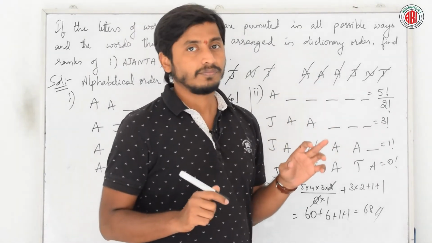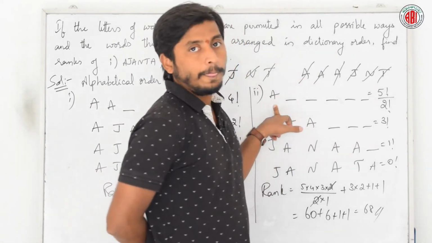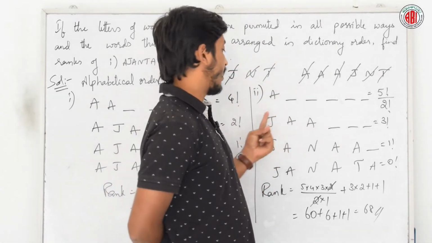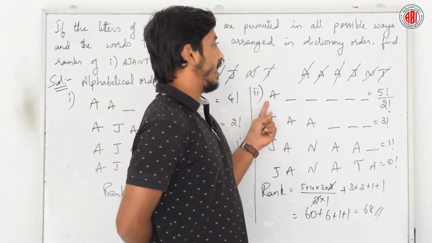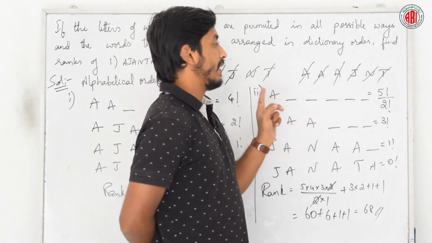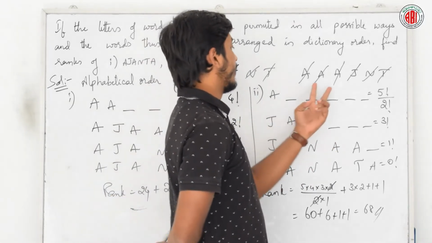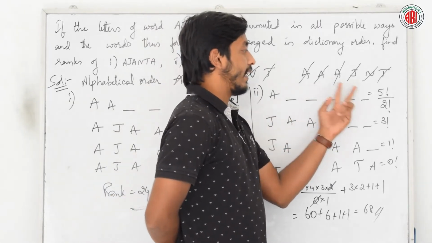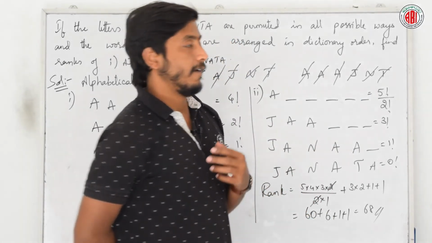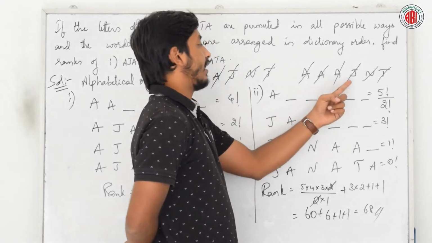Okay, once again let me tell you. Here first we will write A. A doesn't suit, we want JANATA. So the first letter should be J. If I put A here, the remaining places are 1, 2, 3, 4, 5. 5 places are left, they can be arranged in 5 factorial. But since the same letter is repeating, we will write 2 factorial. Is it okay? Fine.